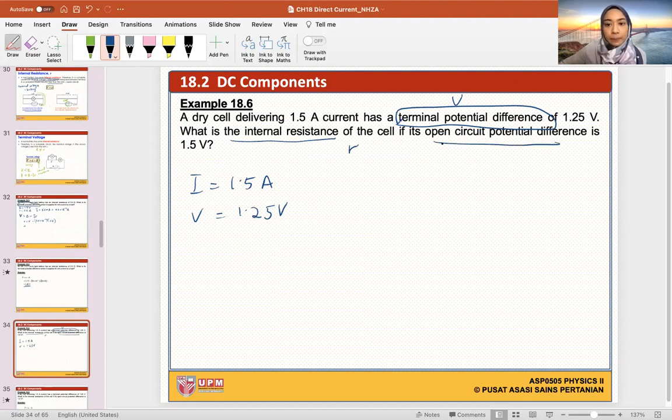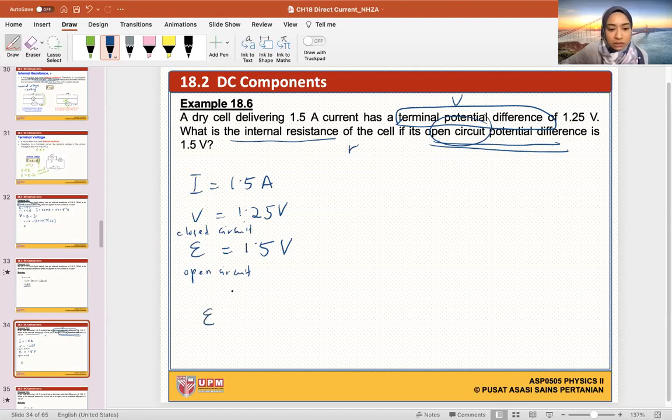Remember, open circuit means the current is not flowing through, so it is measuring EMF. So the EMF is 1.5 volt. So this is the open circuit voltage, and this is the closed circuit voltage, because in a closed circuit there is internal resistance times current.